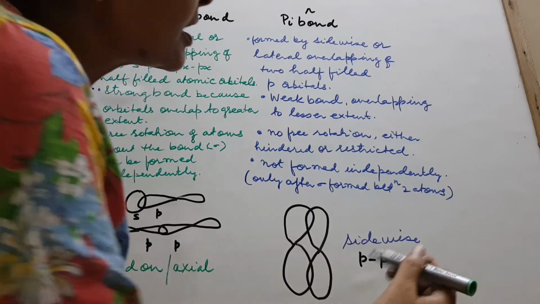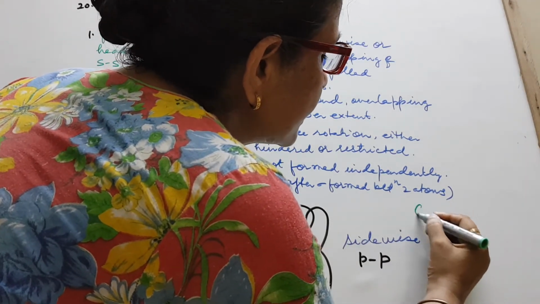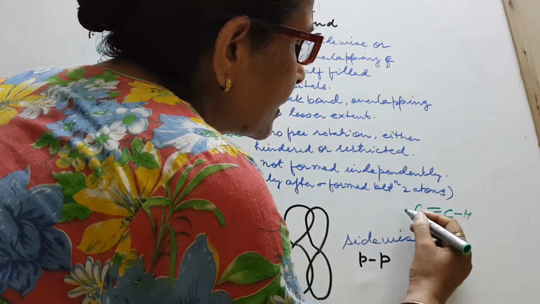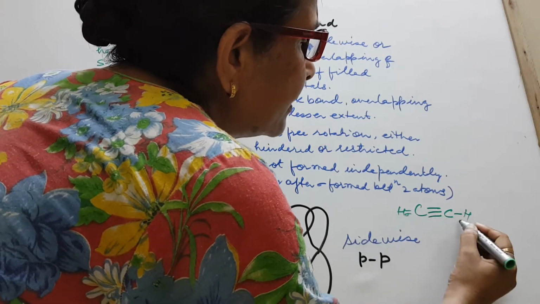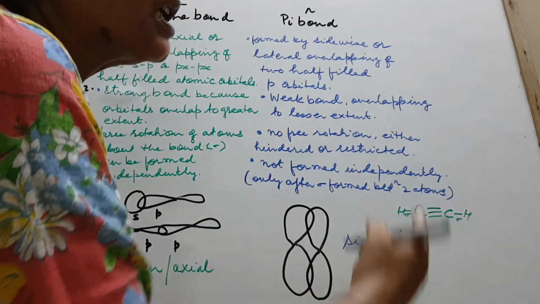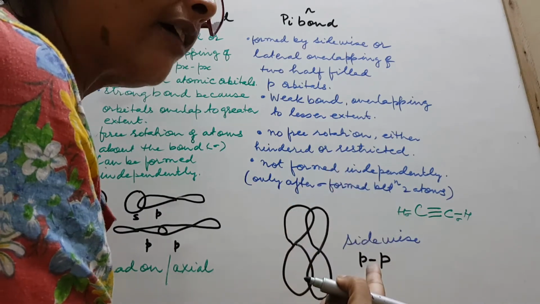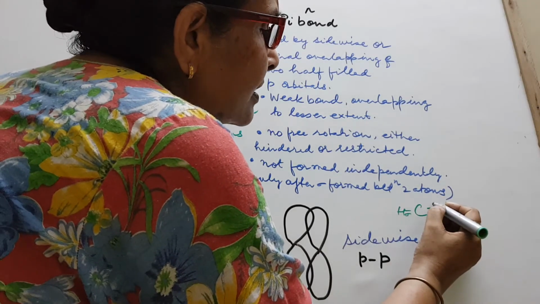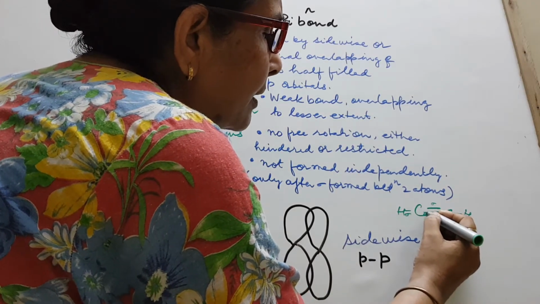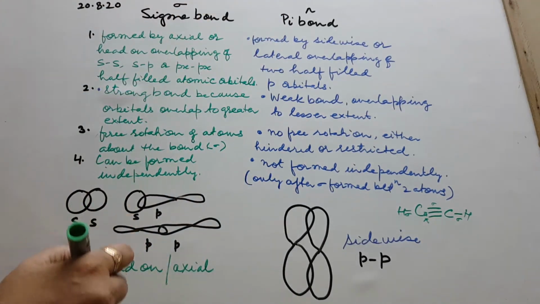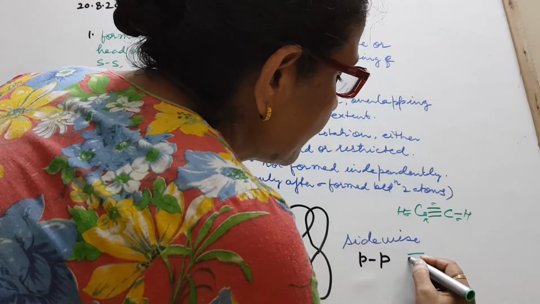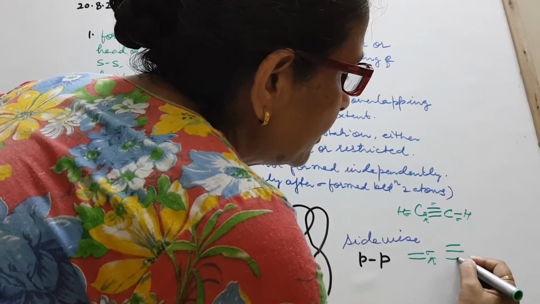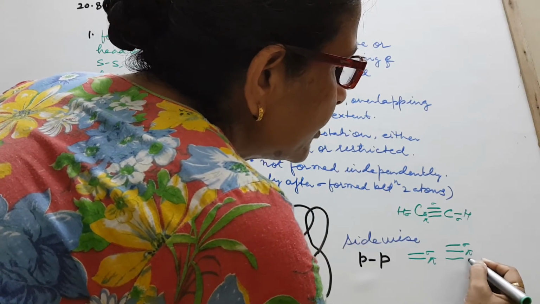Like this, children, suppose we have, say, C triple bond C. The first bond which is formed between the carbons is a sigma bond. Out of these three, the first covalent bond formed would be a sigma bond and the remaining two will be pi bonds. So let's say this is our first sigma bond and the remaining two are pi bonds. Got it, children? When we have a double covalent bond, the first bond is sigma, the second is pi. In a triple covalent bond, the first bond is sigma and the remaining two are pi.